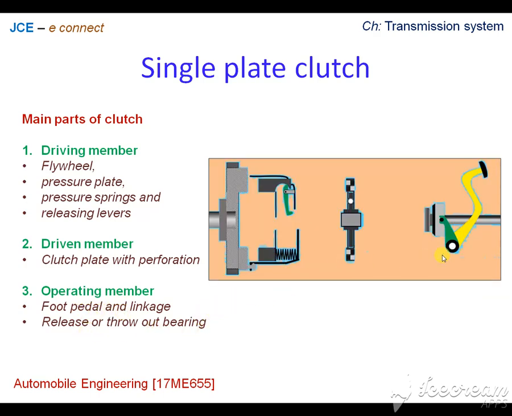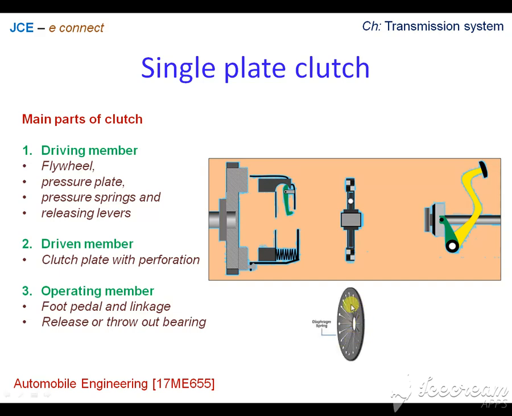Looking at these members individually, we see that the flywheel is mounted on the crankshaft and it has a cover which is firmly bolted on either side, and this cover has a pressure plate housed inside along with pressure springs, and it has a releasing lever which is pivoted on one side, and the whole assembly is going to rotate when the crankshaft rotates.